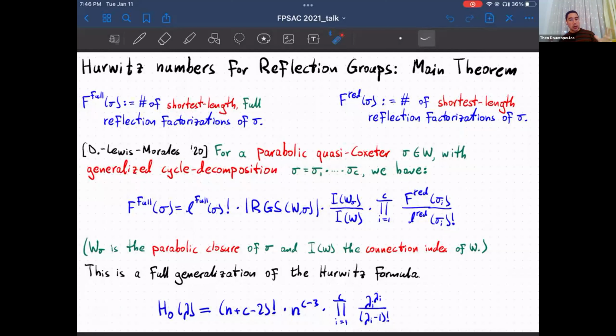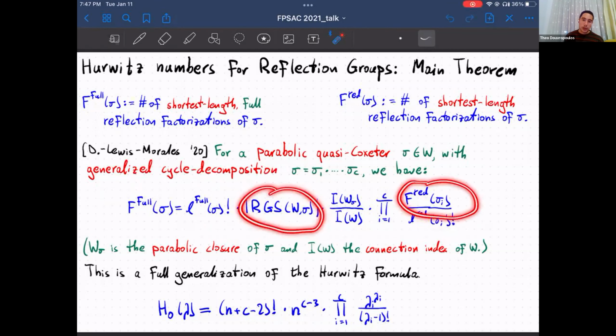Okay, so now I'm ready to show you our theorem. I'm going to use two notations. F full of sigma is the number of shortest length full factorizations, where the factors generate the whole group. And F red of sigma is the number of reduced, shortest length factorizations that don't necessarily generate the whole group. So our theorem is a formula for the full factorizations of sigma that does involve all these objects we talked about, the relative generating sets and the reduced factorizations.